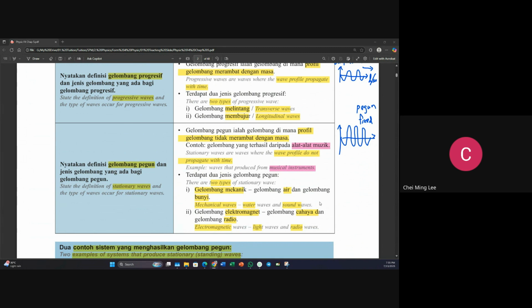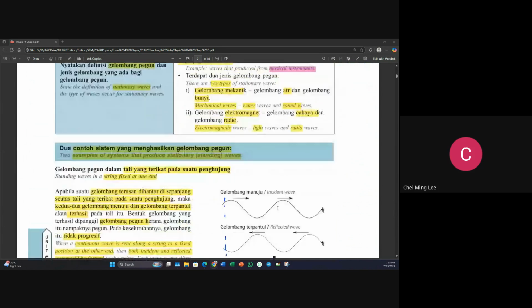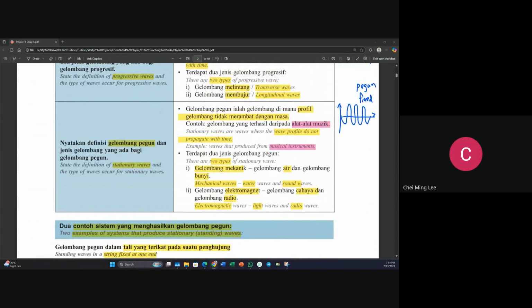Water wave is like when you put a bowl of water and drop something on top of it, it will come out like this, going outward, right? And that is the water wave. And the electromagnetic wave, like light wave and radio wave, are also stationary waves as well. All right, jot this down first for this one.